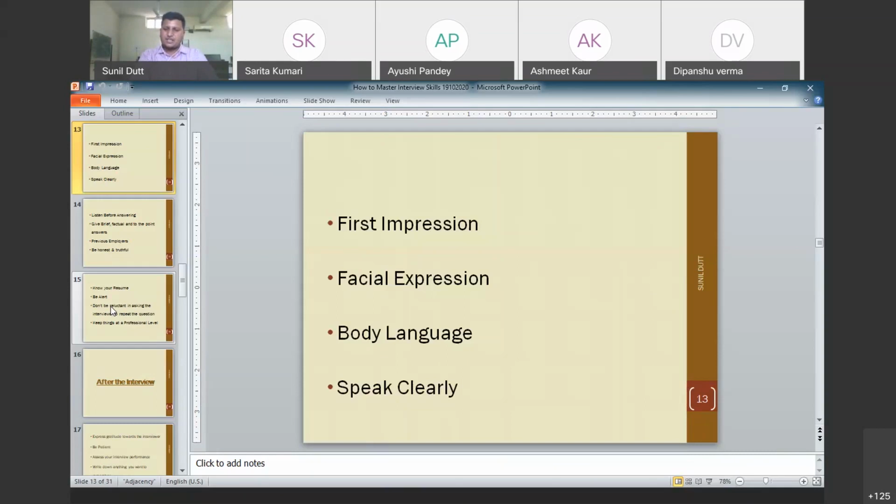Facial expressions, don't smile too much. You may present yourself as stupid. Don't have frowns on your face.